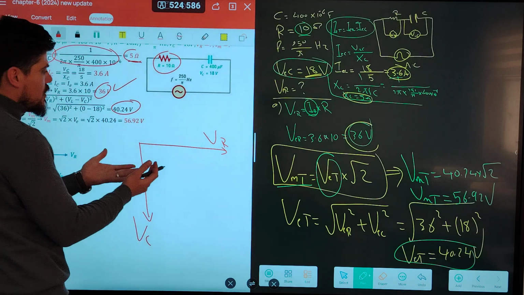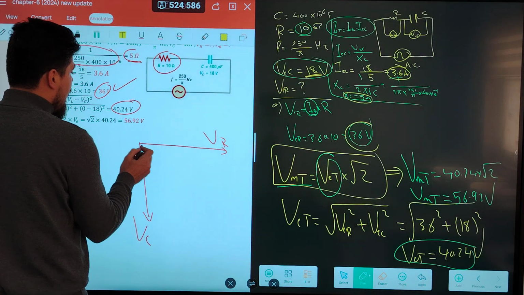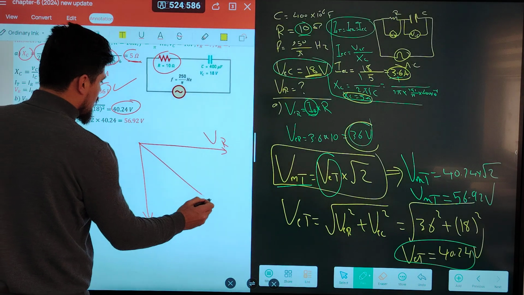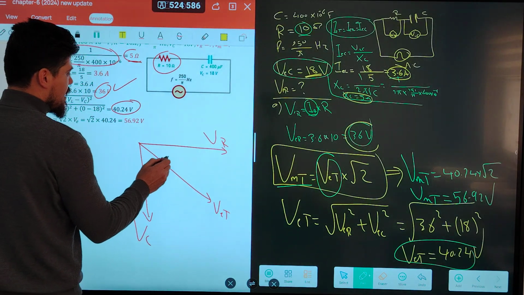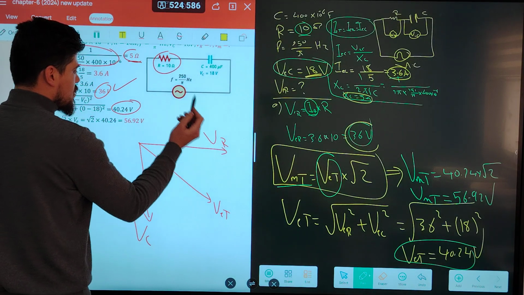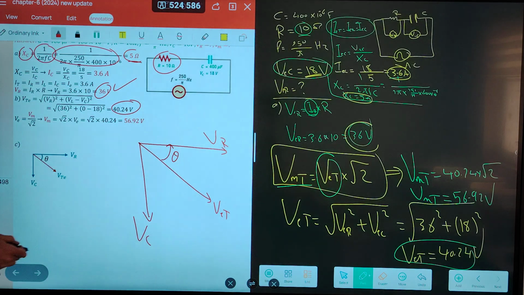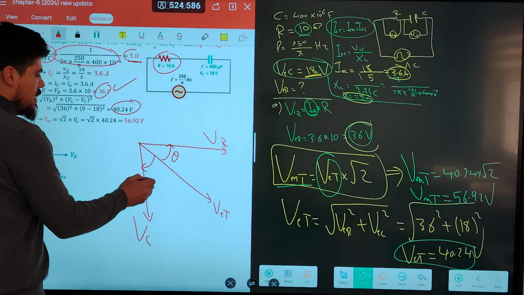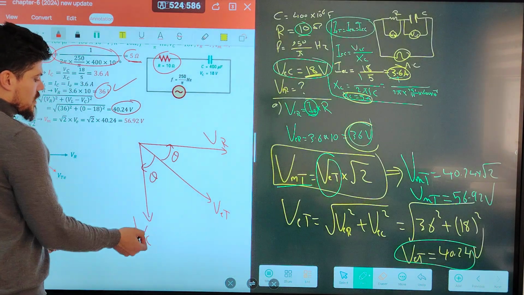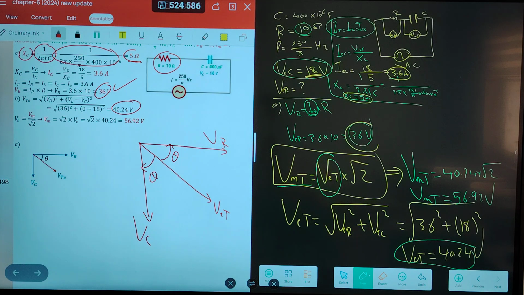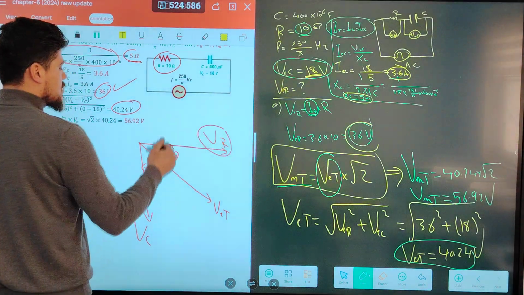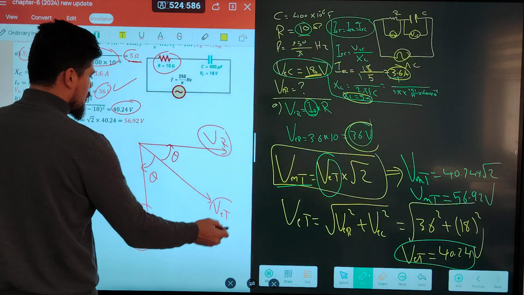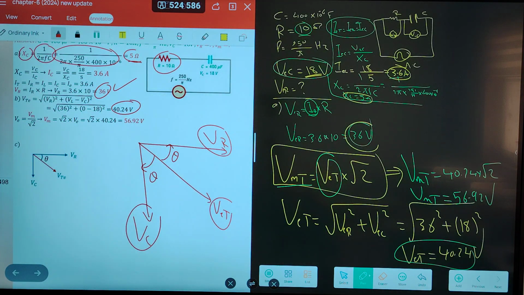Okay, so that is why the figure should be like this. And the V of the source, VE total, this is VE total. Okay? And this is the angle between VE total and V across the resistance. And this angle is the angle between VE total and V across the capacitance. Okay, vectorially, the figure between V across resistance, across capacitance, and the source, it should be like this.